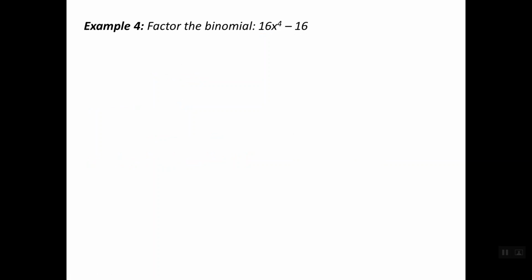Let's do another example. Factor the binomial 16x to the 4 minus 16. First of all, we have something in common between both terms, 16. The greatest common factor between 16 and 16 is simply 16. If we put 16 out, the remaining of the binomial is x to the 4 minus 1. So don't miss this value, which is 16.